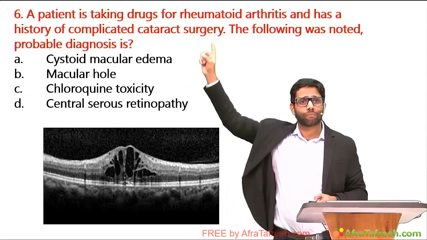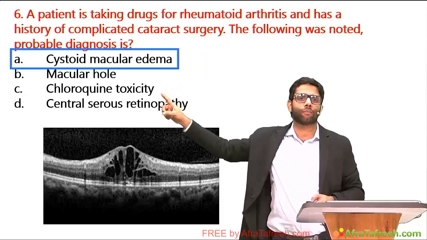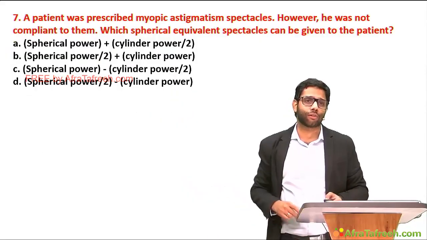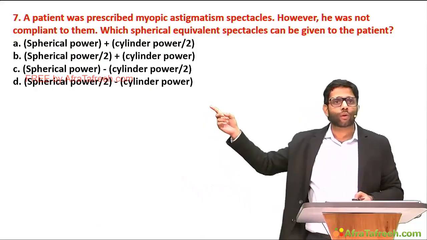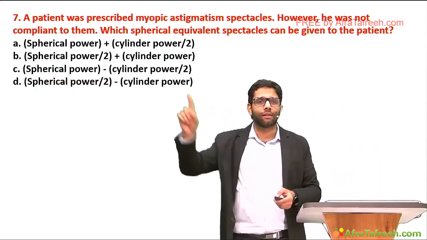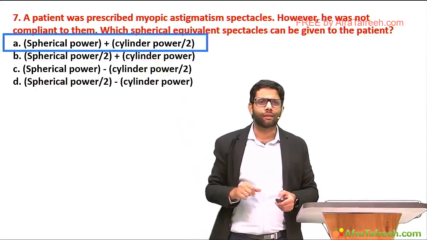Rheumatoid arthritis. This is cystoid macular edema. That is inner barrier break. Flower petal appearance on angiography. How to calculate the spherical equivalent? Spherical power as it is, plus half the cylinder. A is the answer. Speak A.